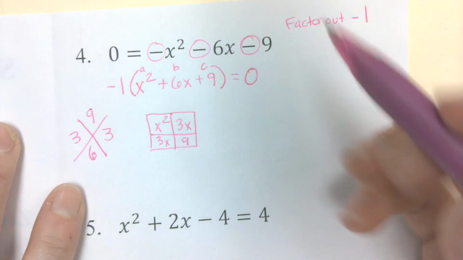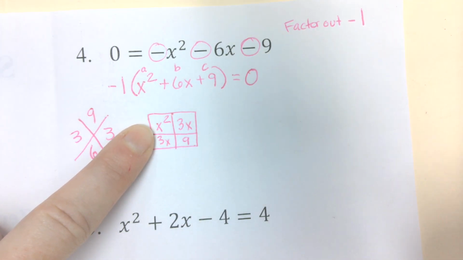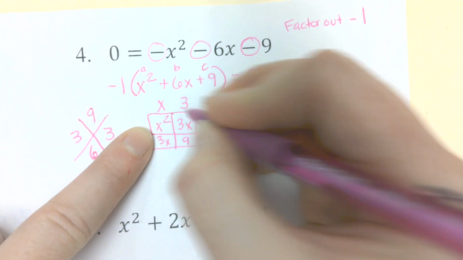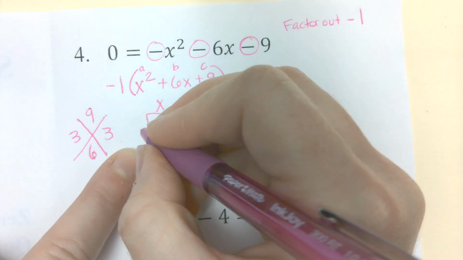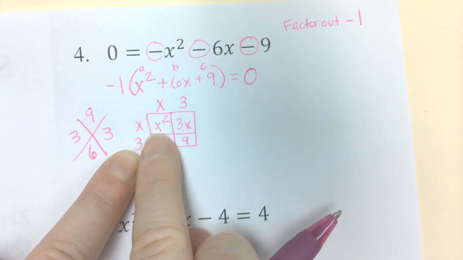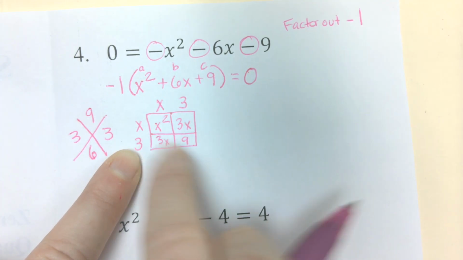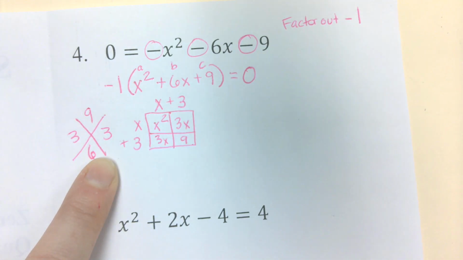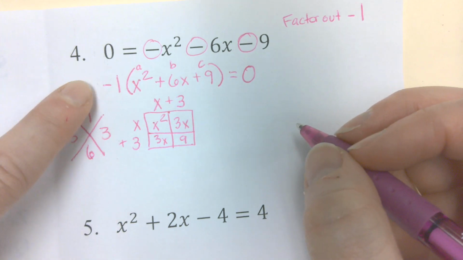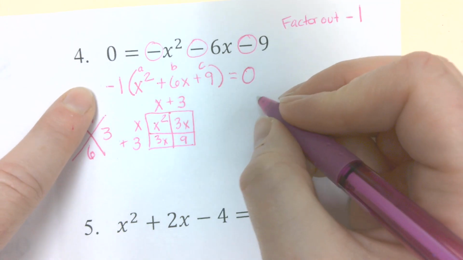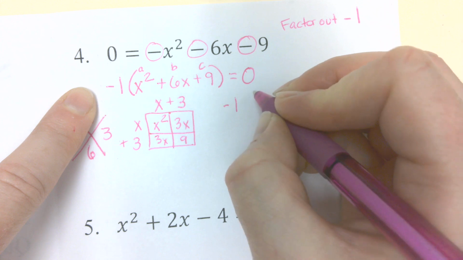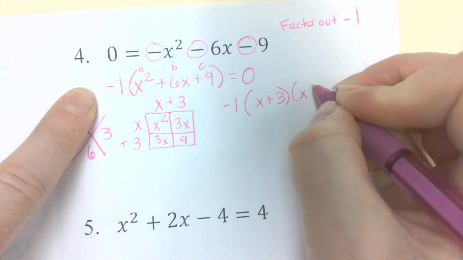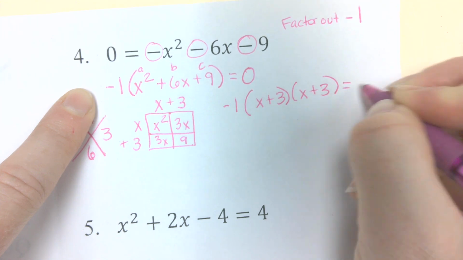So let's factor. Remember what I said about if this is just 1, we're going to factor X and the magic number. X and magic number. Whenever there's not a different number in front of X squared. And these are all positive. So let's write what it is now. So we still have that -1 out front. But now we have X plus 3 times X plus 3 equals 0.